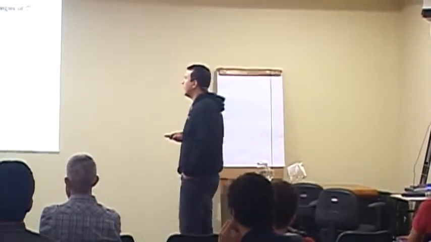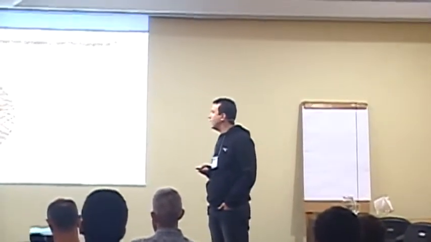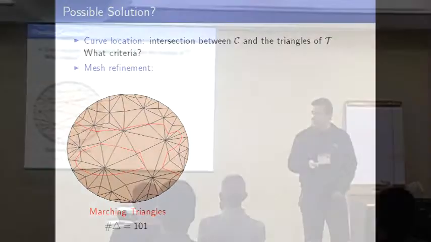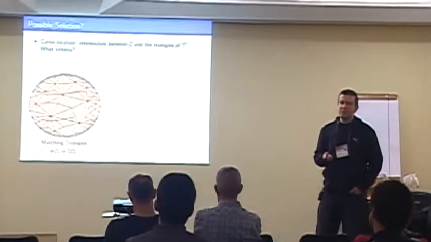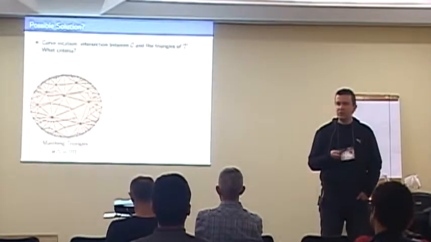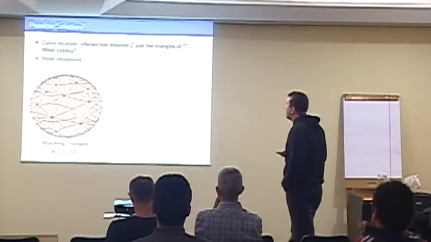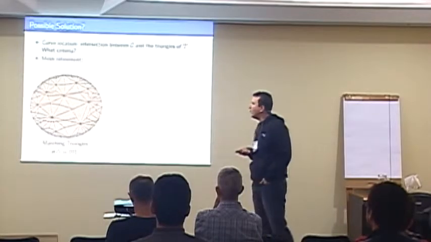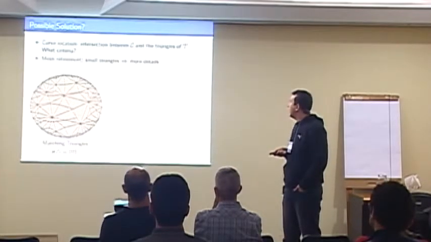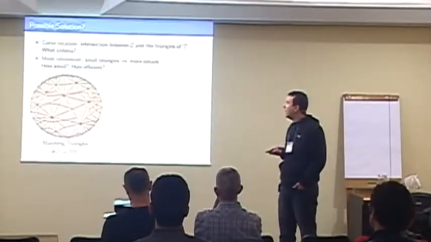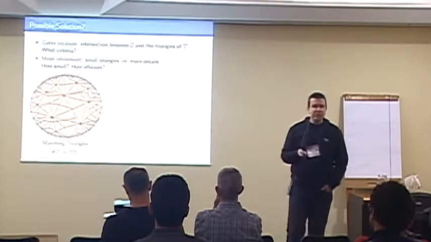Our first choice could be a Marching Triangles algorithm. And if we perform the Marching Triangles algorithm, you have this result. But this result is not very good because we lost the topological information of the curve. We can improve this result by combining it with mesh refinement, because small triangles imply more details. But more questions arise: how small are the triangles and how efficient is it?